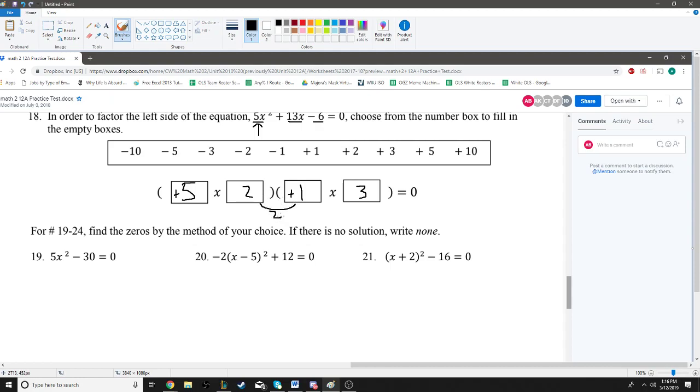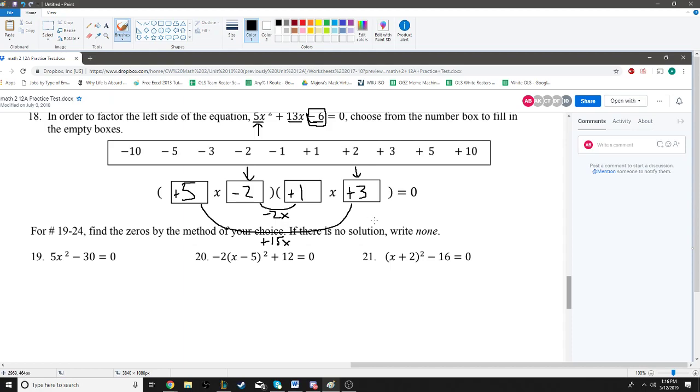Okay, so multiply these two together. 2 times 1 is 2x. 5 times 3 is 15. And this could be a positive 13x if that was negative and this was positive. So therefore, this is a negative 2 and this is a positive 3. So those are our correct answers. I'm actually surprised I guessed it on my first try. I didn't think I'd be able to. Okay, and just to double check, negative 2 times positive 3 does equal negative 6.